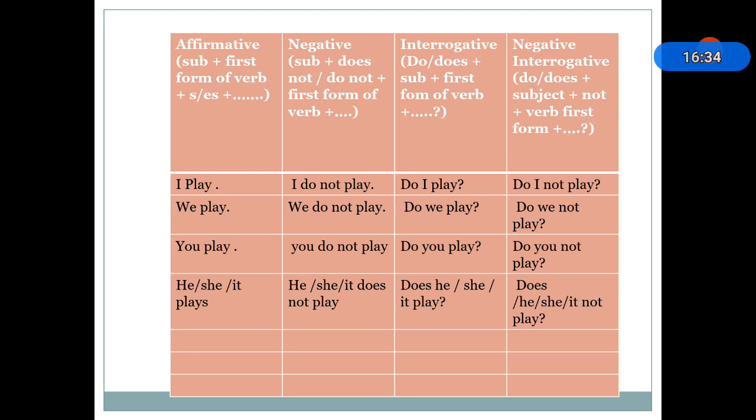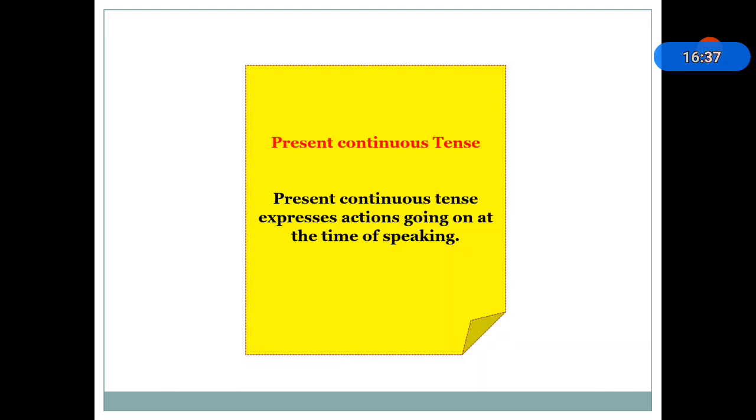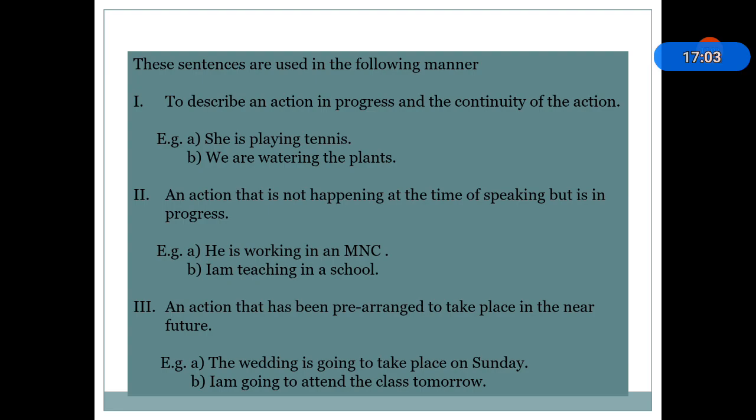Now next, let's move on to the next tense, that is present continuous. It is the second form of present tense. So what is continuous? Present continuous tense expresses the actions going on at the time of speaking. So when we are speaking, when the action is going on, it is called present continuous tense. Let's see when we use this tense.